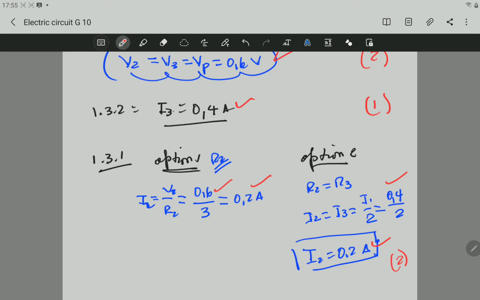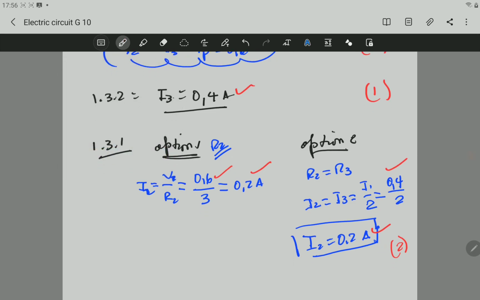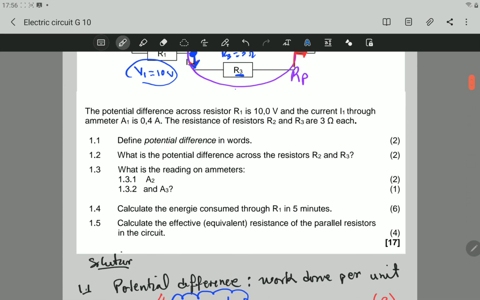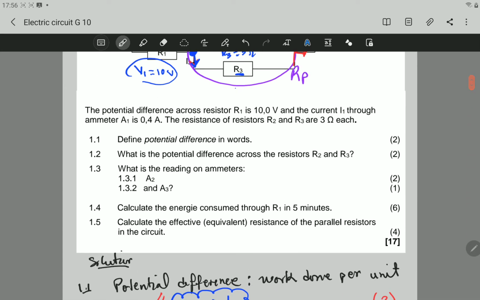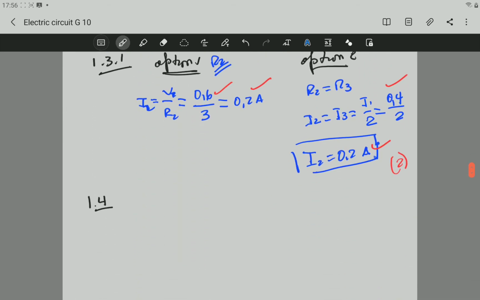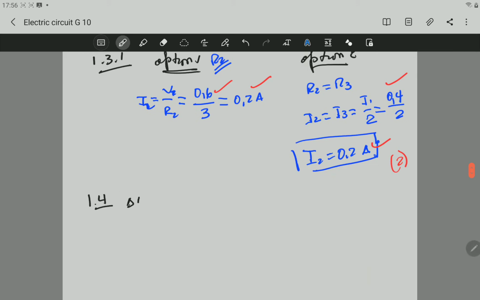Finally, question 1.4. Question 1.4 said calculate the energy consumed through R1 in 5 minutes. Here's R1. So, let's write here the time is 5 minutes. You cannot work in minutes. You have to multiply 5 times 60 because 1 minute has 60 seconds. This is equal to 300 seconds. You work with seconds.